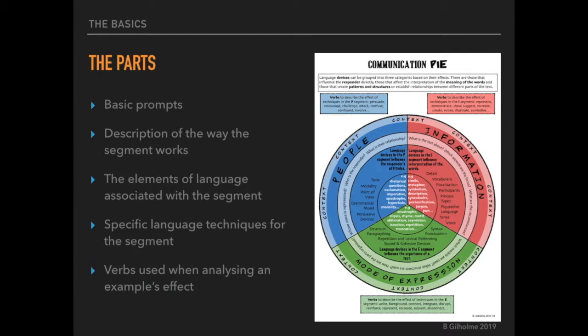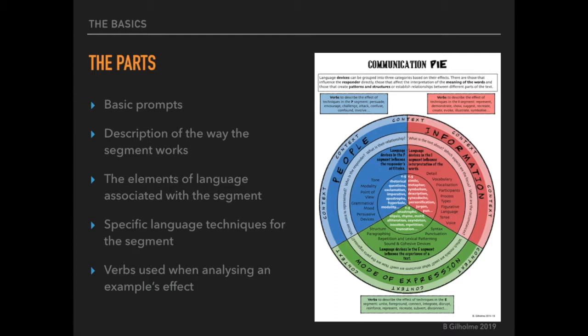Now, it's important to understand that when you're using this, you're not really expected to use every single aspect at once. This can be used for a variety of different purposes, and today I'm just going to be taking you through one specific use of it, which is to analyze a text. But I'll take you through the parts.